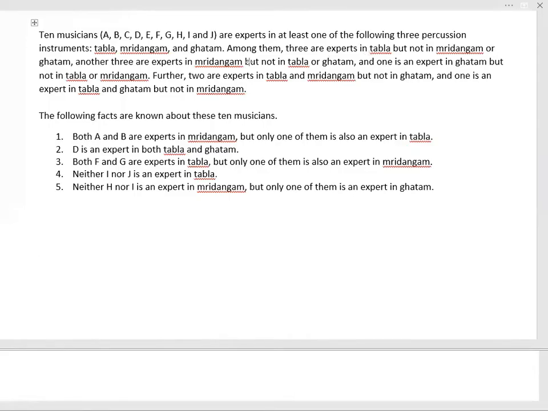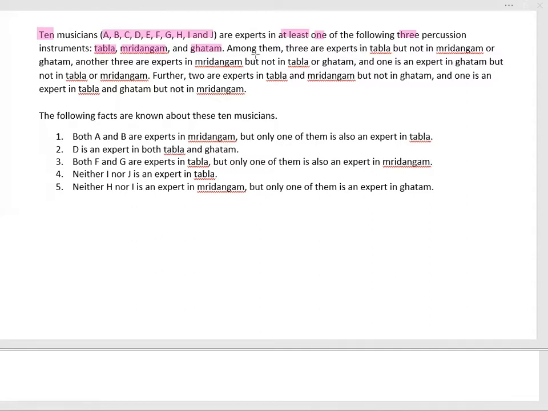This is one set of 10 musicians, and here proper selection and formation of the group is the only important part. Let us go through the set. It is mentioned that 10 musicians, A to J, are experts in at least one of the following three percussion instruments: tabla, mridangam, and ghatam. Among them, three are experts.